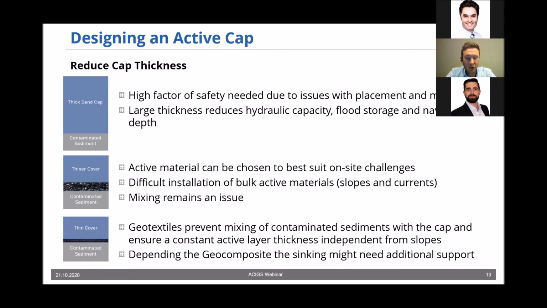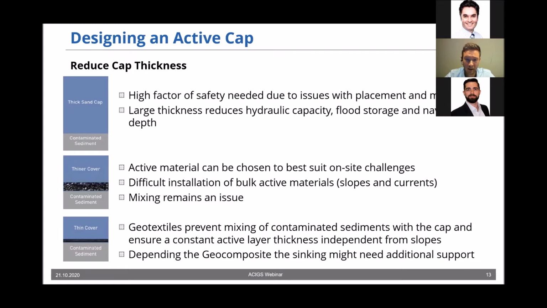Therefore, we can use geotextiles in an active geocomposite. This prevents the mixing of the contaminated sediments with the clean sediments in the cap, and it really ensures that on every square meter we have the same unit mass, since the material is produced on a plant. Therefore, when we roll a geocomposite out in the water, we can be sure that we have the same layer thickness across the whole covered area.